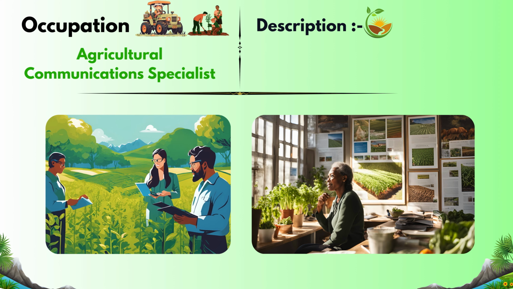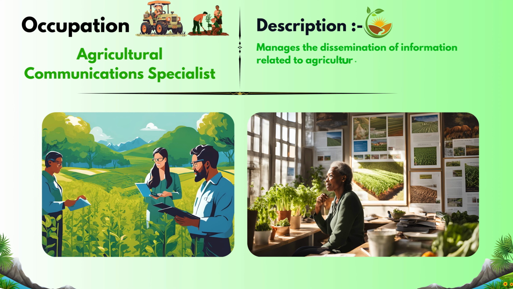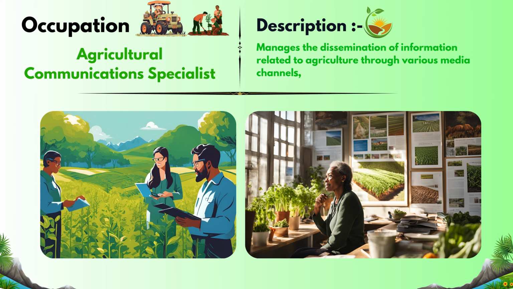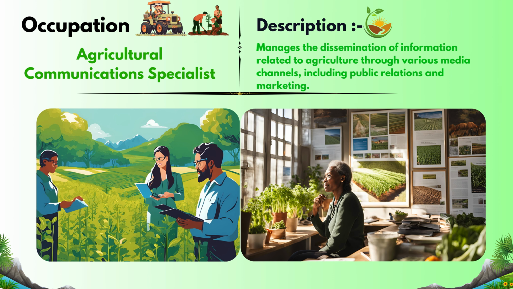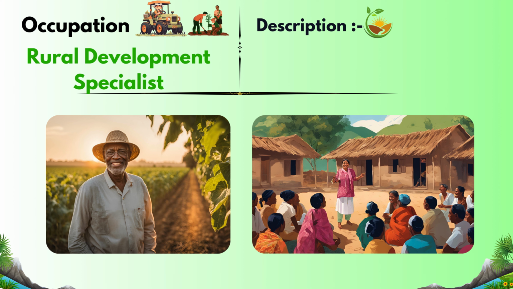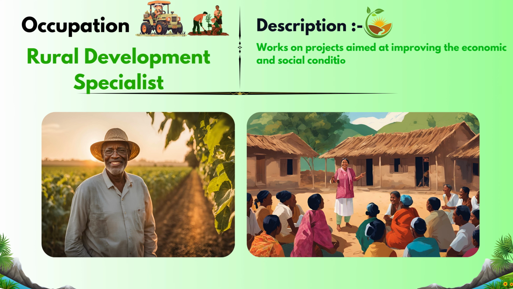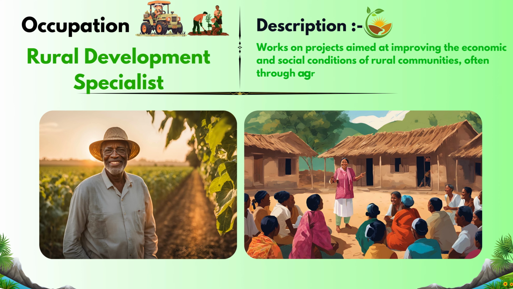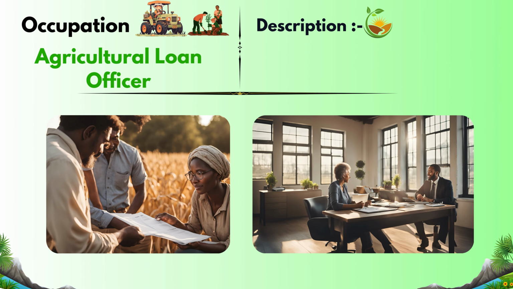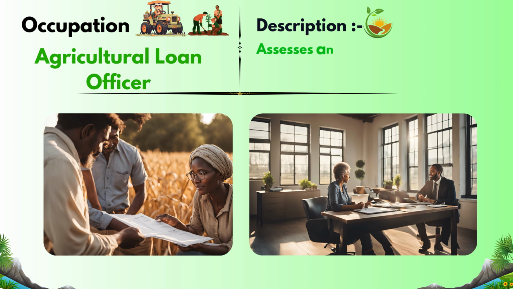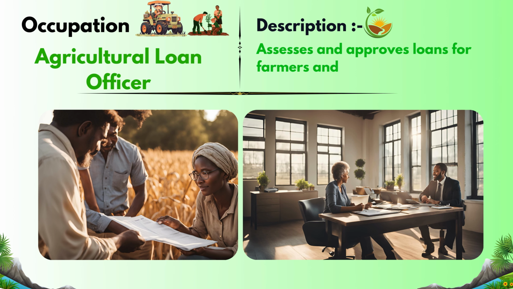Agricultural communications specialist manages the dissemination of information related to agriculture through various media channels, including public relations and marketing. Rural development specialist works on projects aimed at improving the economic and social conditions of rural communities, often through agricultural initiatives. Agricultural loan officer assesses and approves loans for farmers.